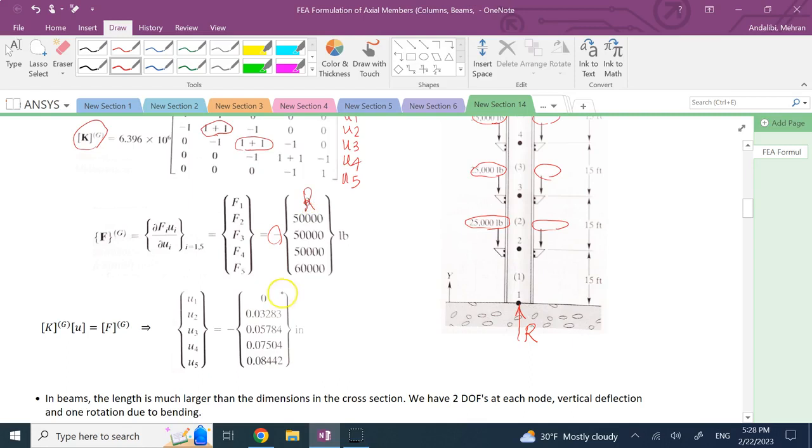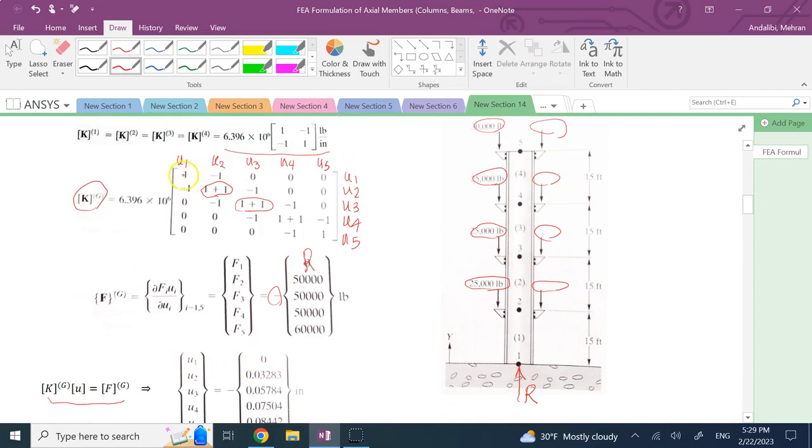Okay, and then when you apply this K times U equal F, then your U1, right, this whole first row times U equals that R. That is an equation with two unknowns, U1 and U2, and R, but U1 is 0, so the real two unknowns are R and U2. So that first equation is going to give me two unknowns, U2 and R, okay?